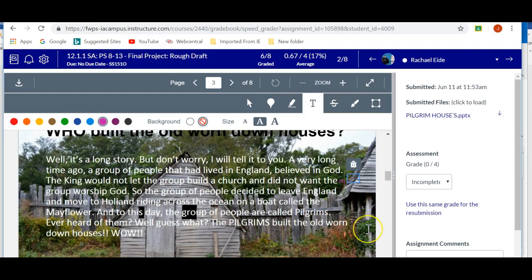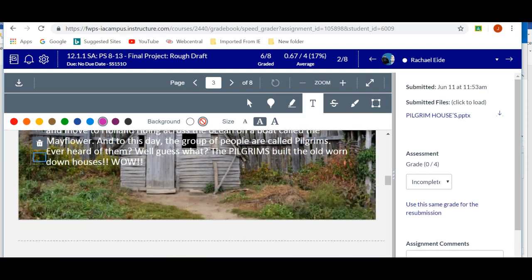Them. Want them, and then you need a to worship God. So the group of people decided to leave England and move to Holland, riding across the ocean on a boat called the Mayflower. And to this day, the group of people are called Pilgrims. Ever heard of them? Well, guess what? The Pilgrims built the old worn down houses. Wow. Okay, so just a few typo things in there.